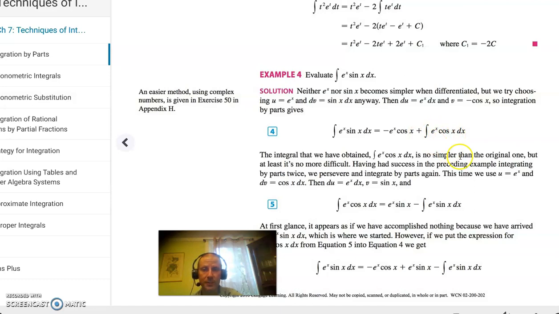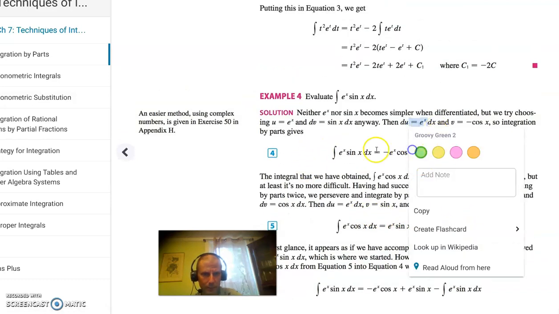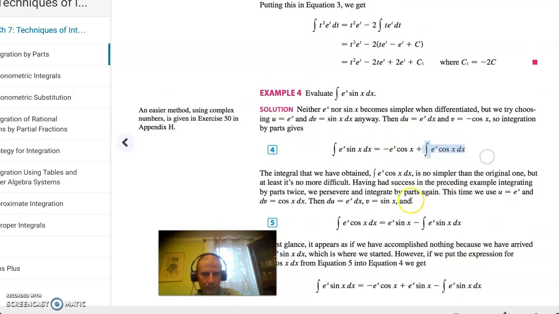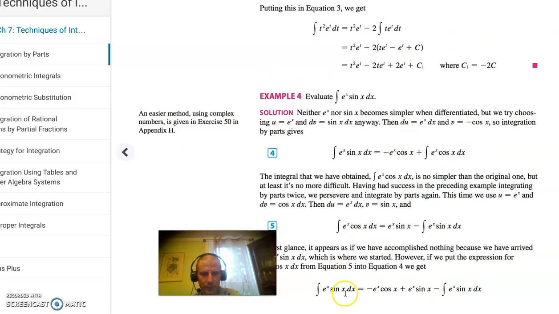So on the second iteration of integration by parts, they let u equal e to the x and dv equal cosine x dx. And when they calculate integration by parts on that integral, they get that it is equal to e to the x sine x minus the integral of e to the x sine x dx. And when they plug that into this integral here, they wind up with this equation: the integral of e to the x sine x dx equals minus e to the x cosine x plus e to the x sine x minus the integral of e to the x sine x dx.